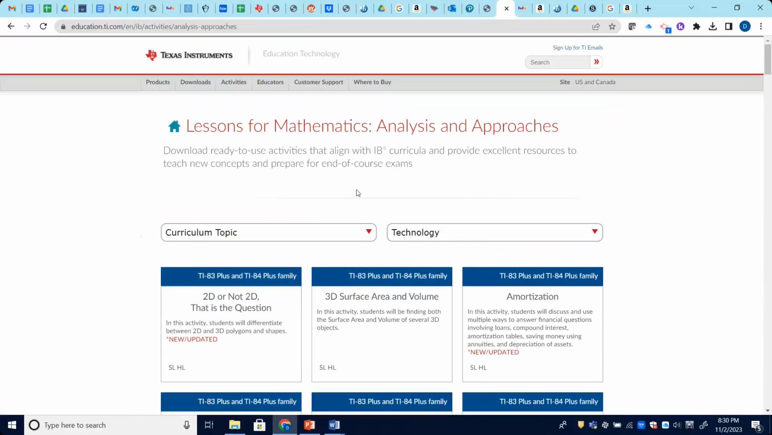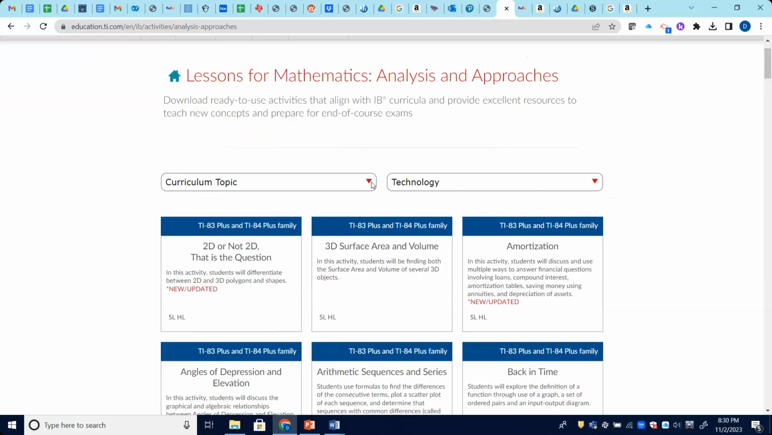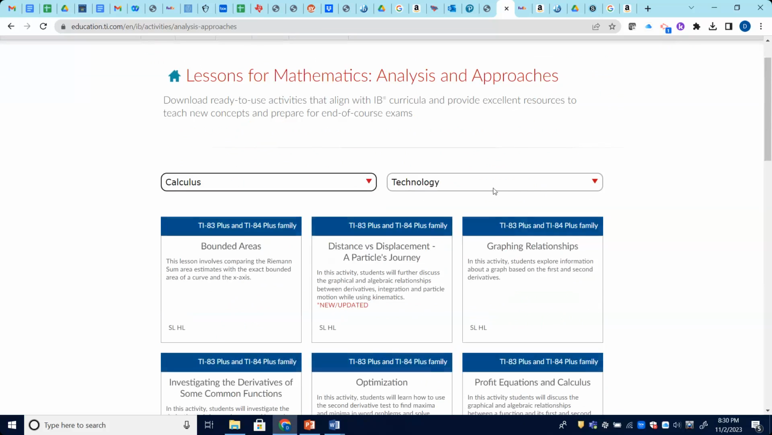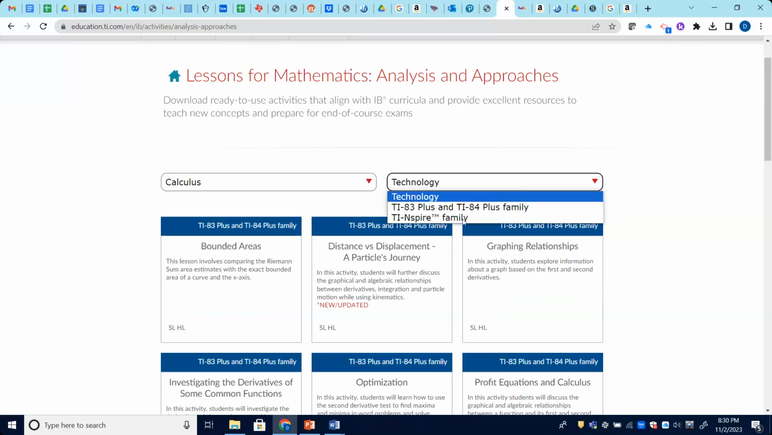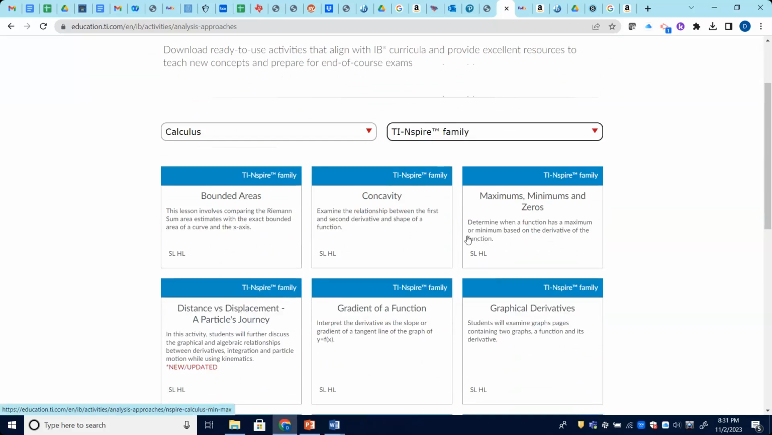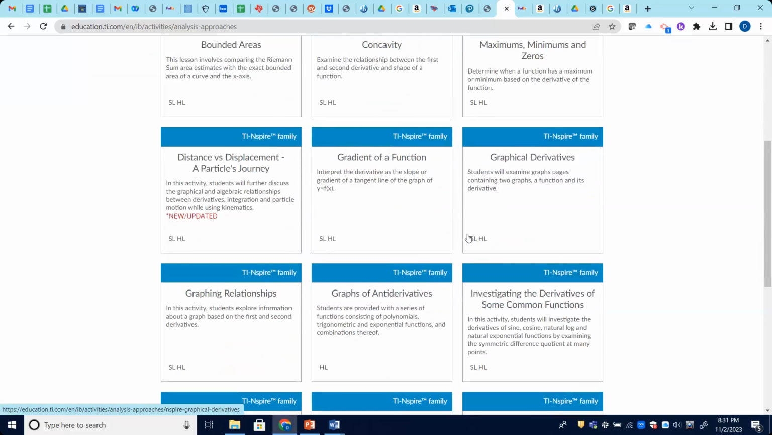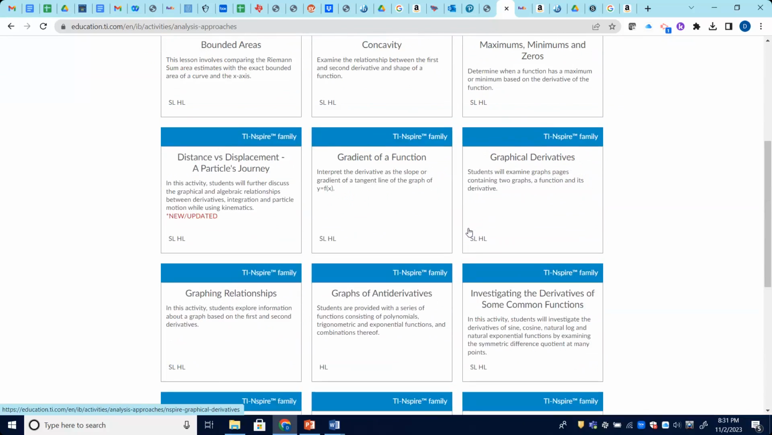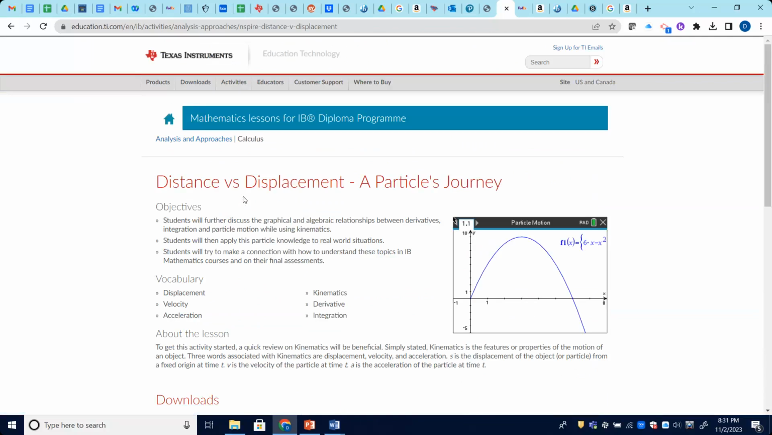All right. So the other one, I was going to click on a calculus topic, and I'm just going to do Inspire. So I got all my Inspire activities here. And one of the ones I was looking at today, what was the one? Oh yeah, the distance versus displacement, a particle's journey.